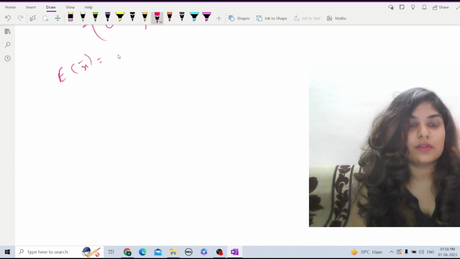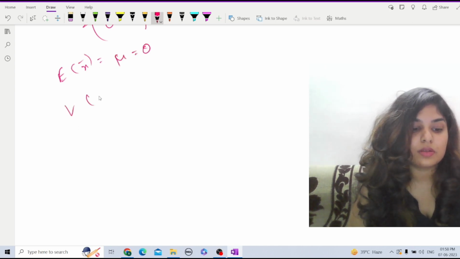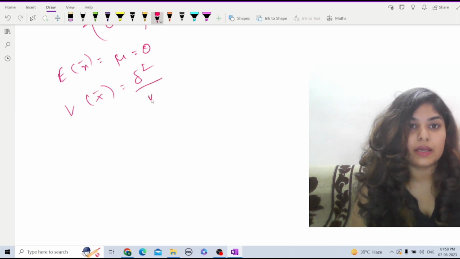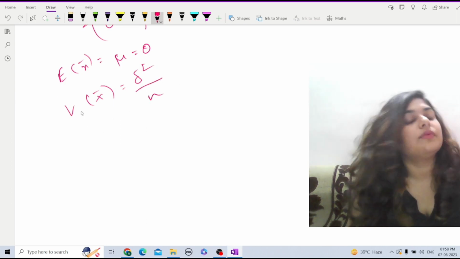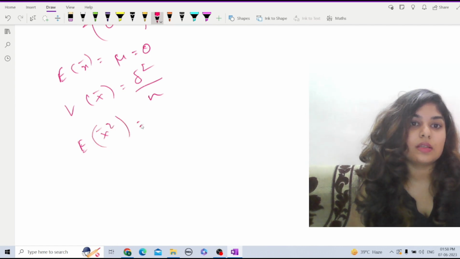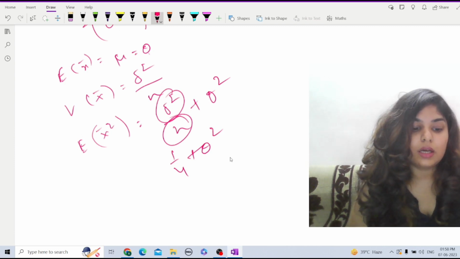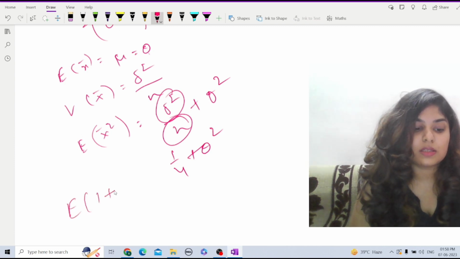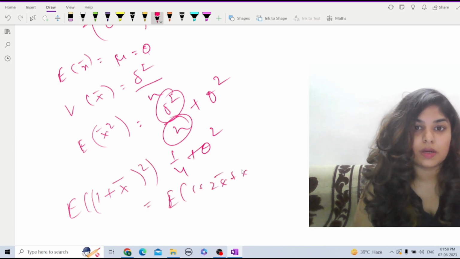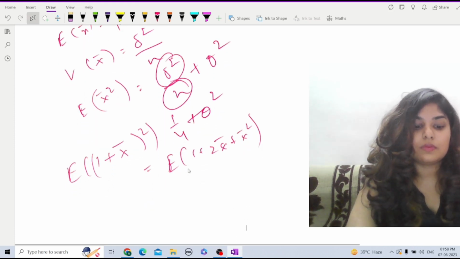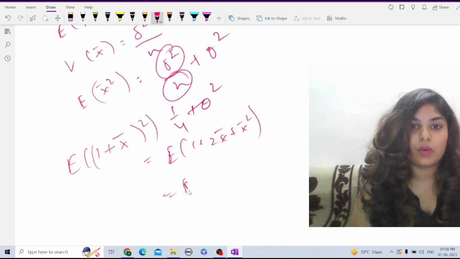E of x bar is equal to mu, which is equal to theta, and the variance of x bar is equal to sigma square by n. So from here, if we apply the formula, E of x bar square is equal to sigma square by n plus theta square. Now sigma square is 1, n is 4, so this is 1 by 4 plus theta square, correct? Now we have to find out E of (1 plus x bar) whole square, right? That is E of 1 plus 2 x bar plus x bar square, which is basically 1 plus 2 E of x bar plus E of x bar square.